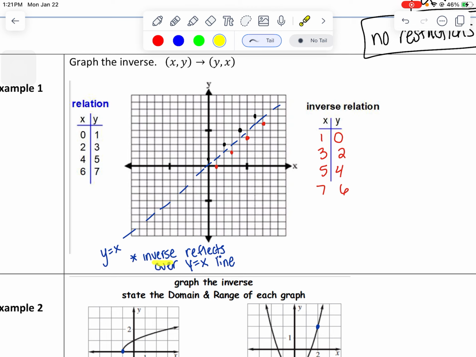So an inverse of a function reflects it over the line y equals x, which is the parent function of the line. It's just this positive sloping line, goes through the origin, cuts the Cartesian plane in half here. So that line is our reflection line for inverse functions.